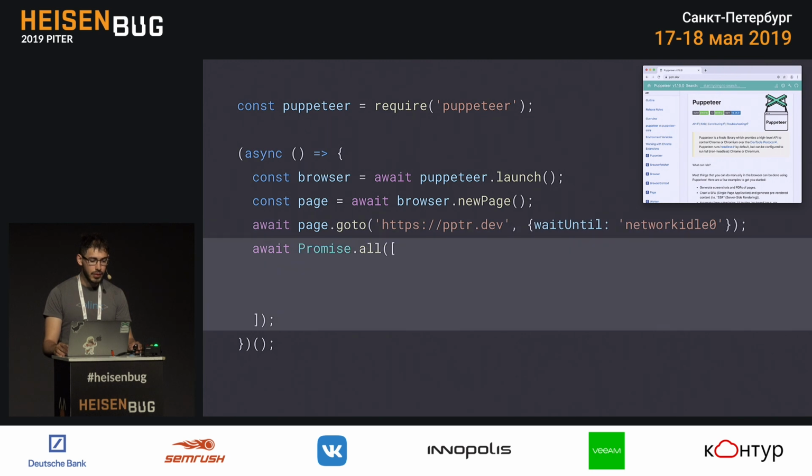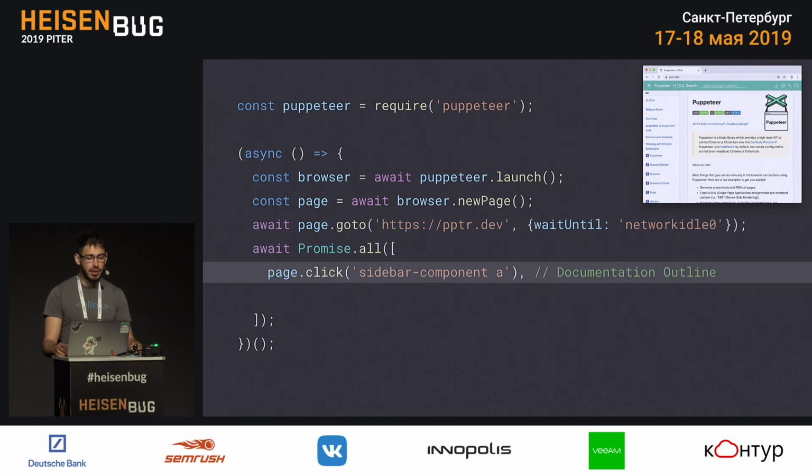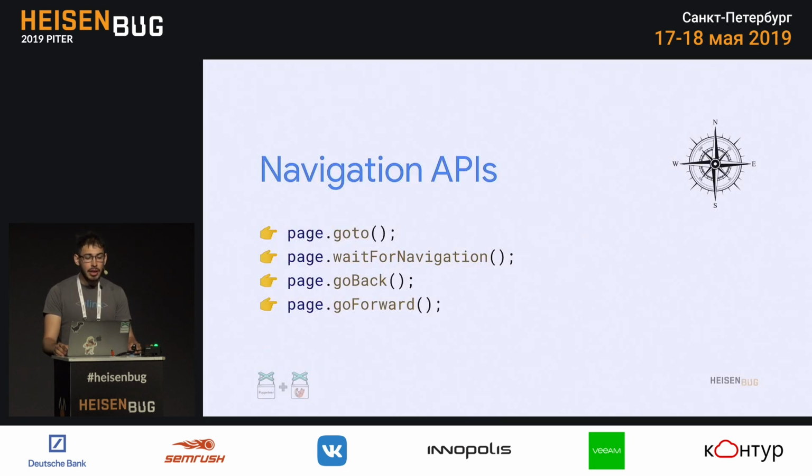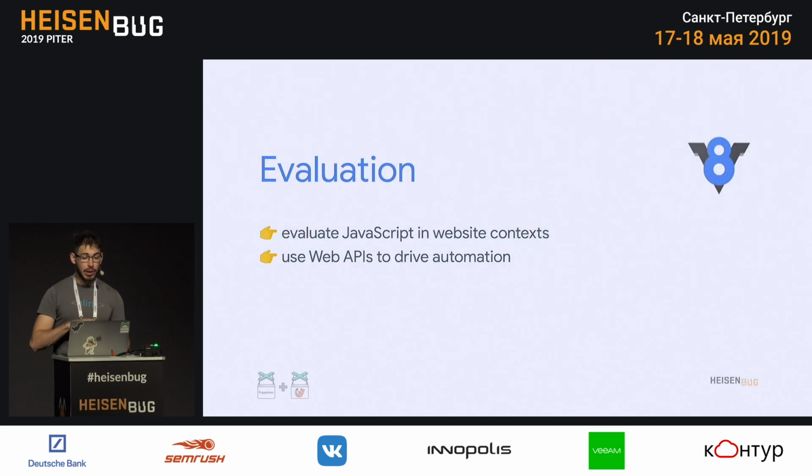Now I will use my Promise.all trick, and I will click the very first link in the sidebar, which happens to be a documentation outline, and I will wait for the upcoming navigation. And this transitions me to the desired state. Puppeteer has a variety of APIs to help you navigate around. Besides goto and waitFor, there are goBack and goForward that traverse the browser history stack. So navigations, done. Next up, evaluations.